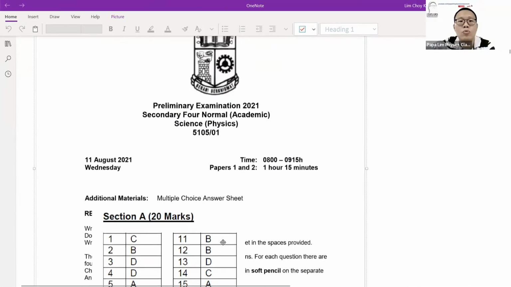If you have done your revision, I will say that this paper is a good paper for you to test out your revision, to see how much you have understood and what the gaps in your learning are. Now, without delaying, we'll look at the Queenstown Secondary School 2021 prelim paper for 4NA.